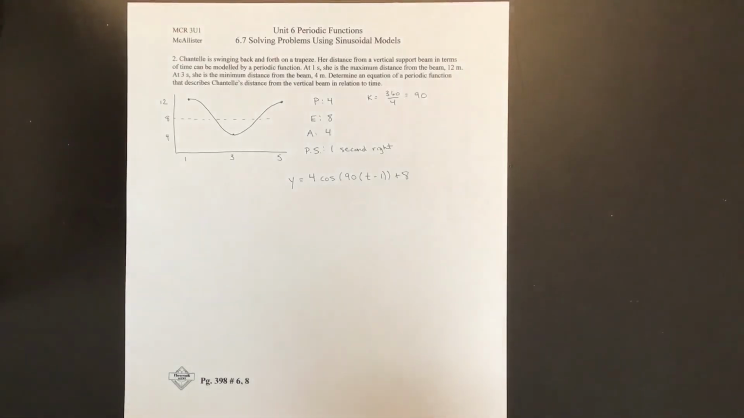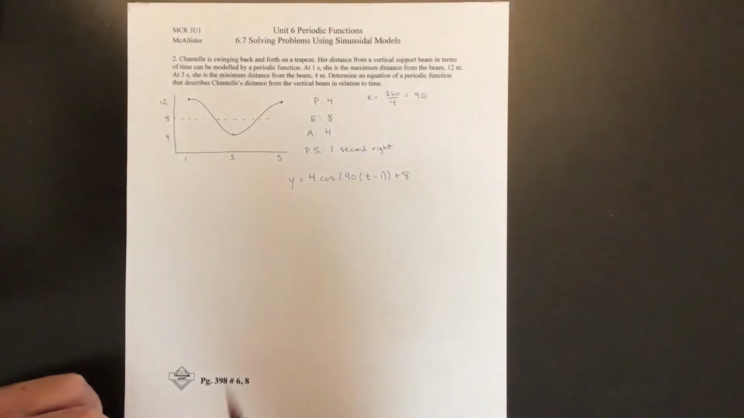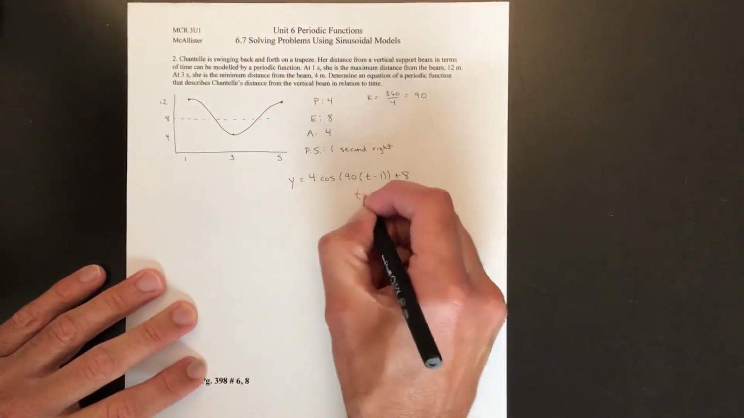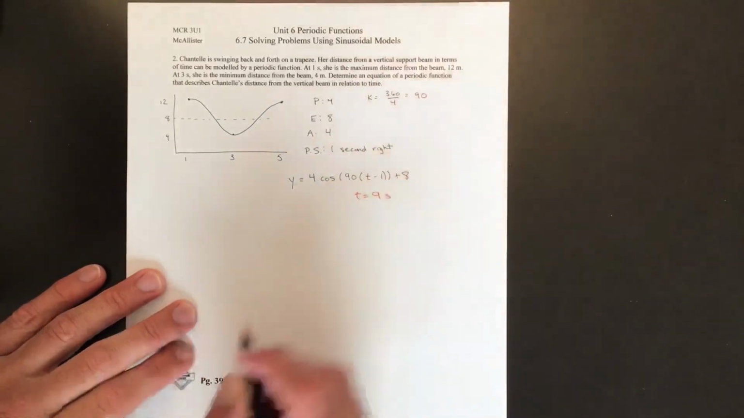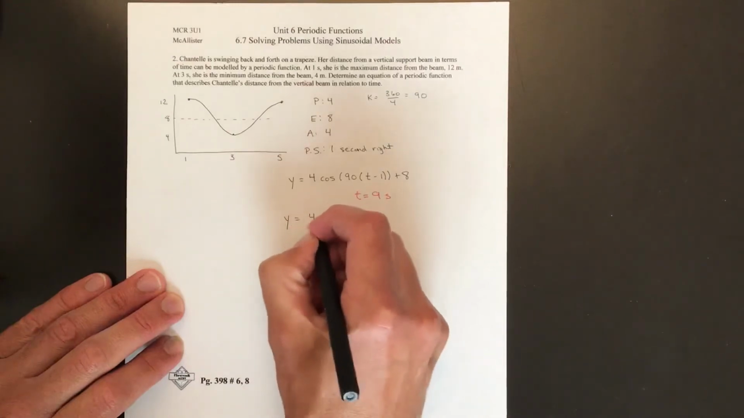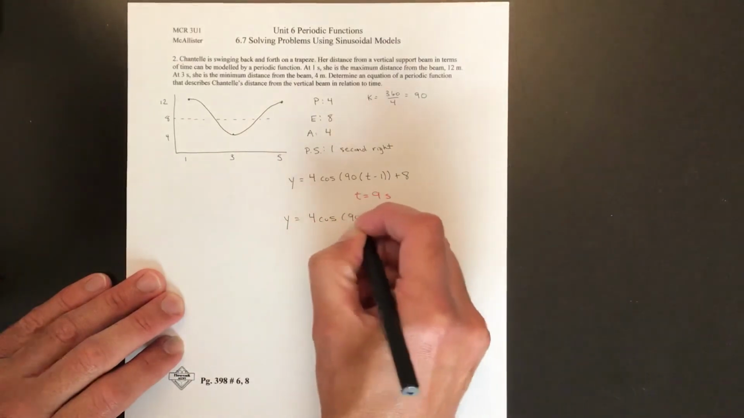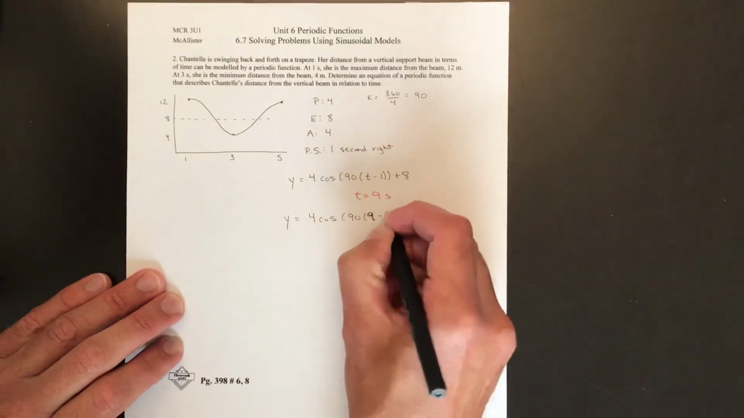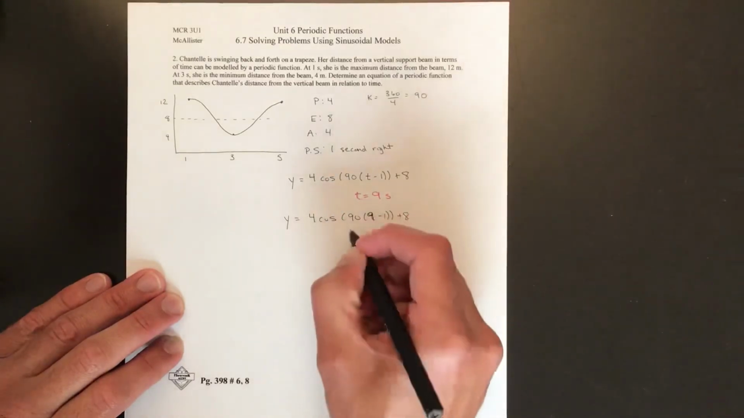Now, the question didn't ask us for that, but let's say we want to determine Chantel's height at, could be past this. Why don't we determine her height at 9 seconds? So if t equals 9 seconds, then y equals 4 cos 90, 9 minus 1, plus 8.